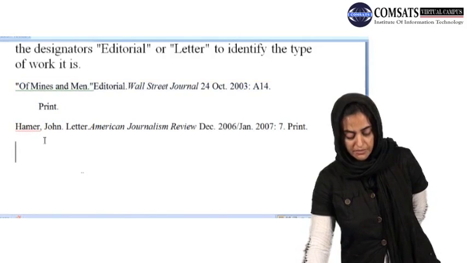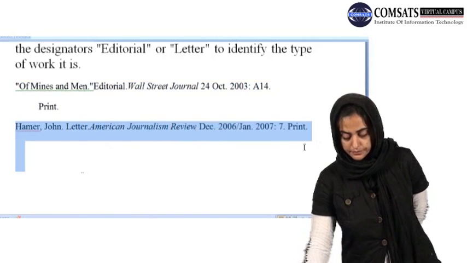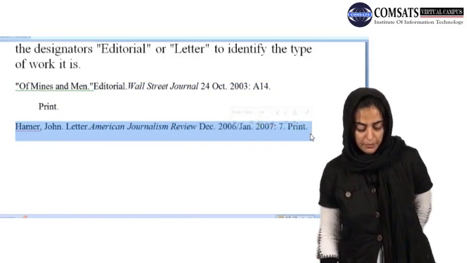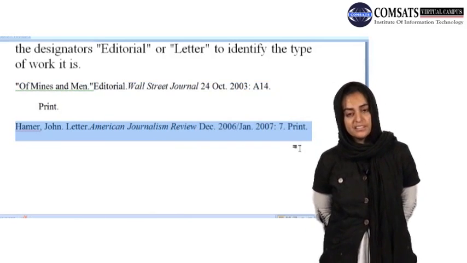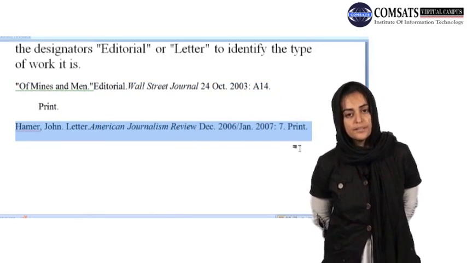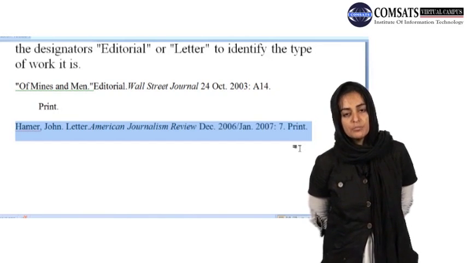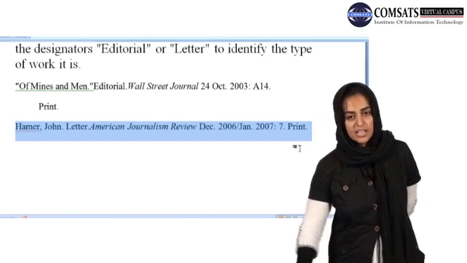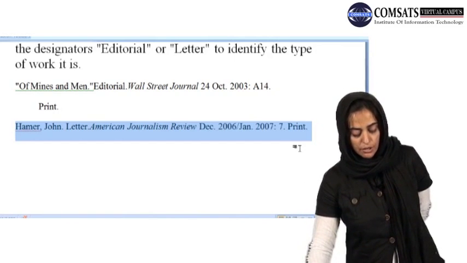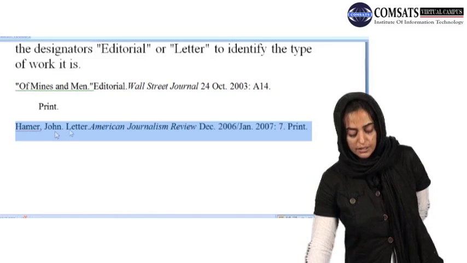Then, dear students, if it's a letter in the newspaper, say, then how to create the detailed reference for a letter that was written to the editor of a newspaper. Kindly have a look on the screen. First, directly would be the name of the person who has written the letter, in the last name, first name fashion, Hammer, comma, John, then a period.